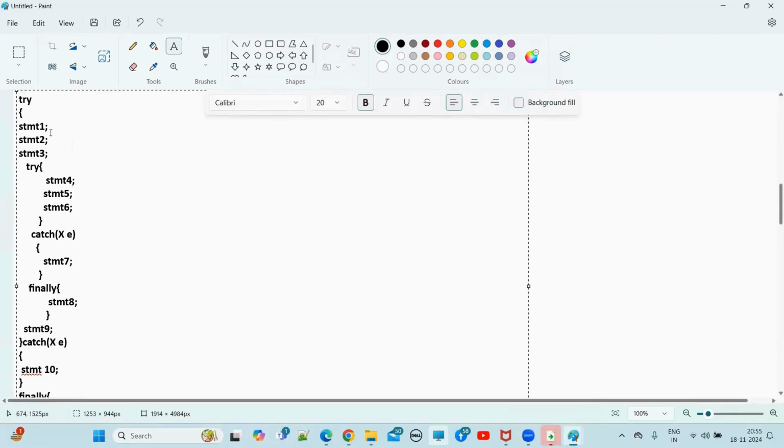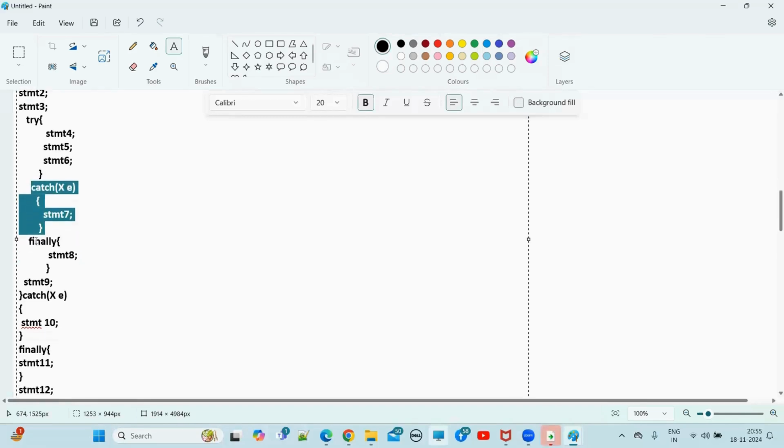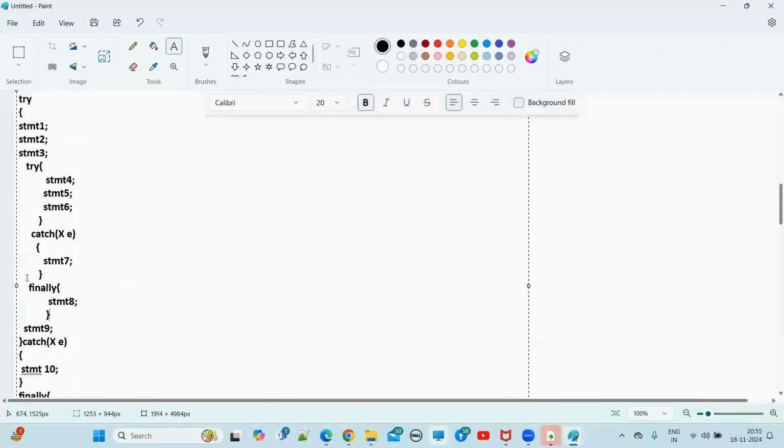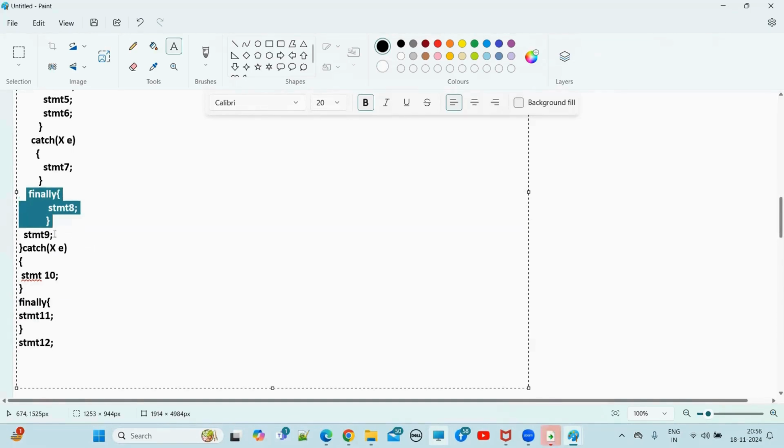In the outer try block, STMT1, STMT2, STMT3 we have. So now within these, again I have one more try block, STMT4, STMT5, STMT6. Right? So this is the nested try block. Within the try block, we are taking one more try block. For this try block, this is the catch block. For this catch block, this is the finally block. Okay. So now STMT9. So this catch block is to whom, guys? Outer try block. Here the outer try block is closing. For this outer try block, I'm taking one catch block, and for the outer try block, I'm taking one finally block. This is STMT12. Clear, everyone? Understand? Yes, sir.